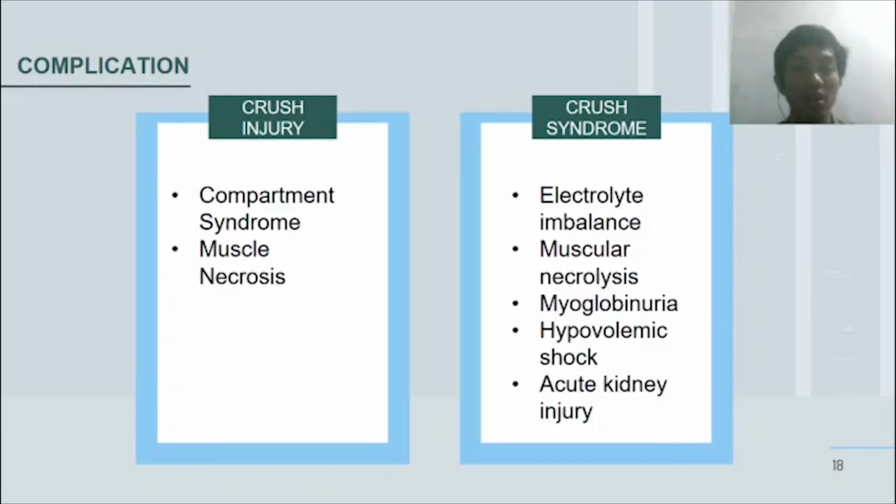Complication of crush injury and crush syndrome. The first complication of crush injury is compartment syndrome. The compartment syndrome may result in hypoxia in the tissue, which in turn will result in muscle necrosis. The next is complication of crush syndrome. The first complication is electrolyte imbalance. Among these electrolyte imbalances, hyperkalemia is the most dangerous one and may result in death. The other complications of crush syndrome are muscular necrosis, myoglobinuria, and hypovolemic shock. Myoglobinuria and hypovolemic shock, if not treated properly, will result in acute kidney injury.